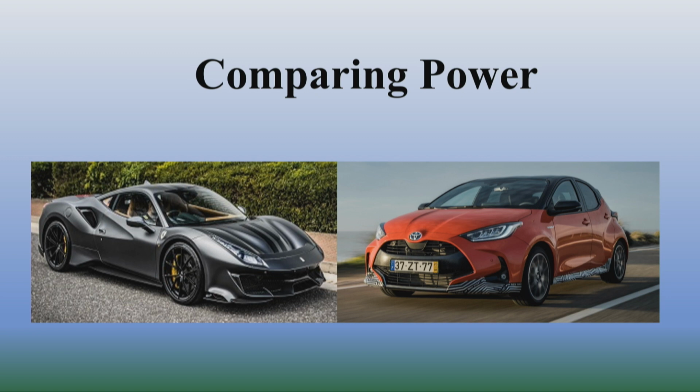According to Google, the car on the left takes only 3 seconds to accelerate from rest to a speed of 100 kilometers per hour, whereas the car on the right takes 10 seconds to accelerate from rest to a speed of 100 kilometers per hour. Which car is more powerful? Obviously, the one on the left is more powerful.